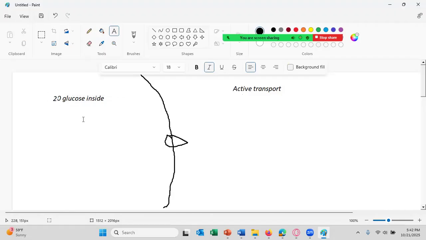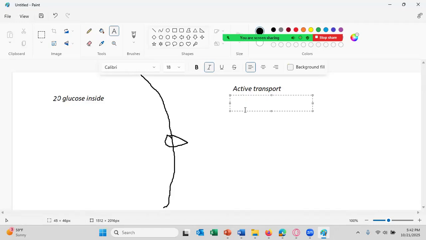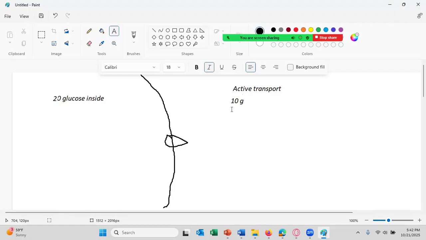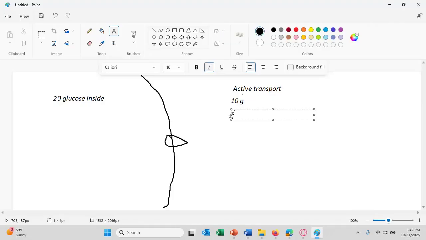Twenty molecules inside the cell and 10 molecules outside the cell. We're talking about glucose. I'm just going to go G for that. All right. So when you move the first one in by active transport, you're moving one molecule against, what would that be, 10 against 20, something like that, which is against the concentration gradient.